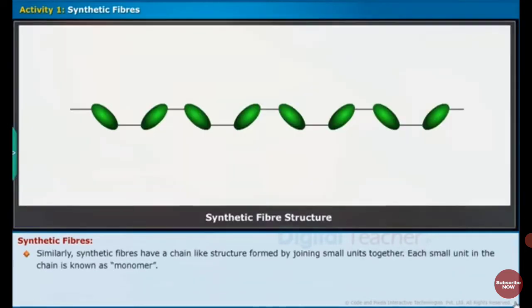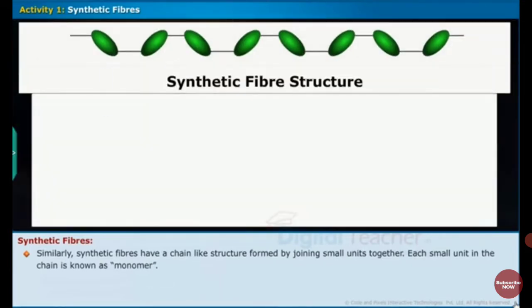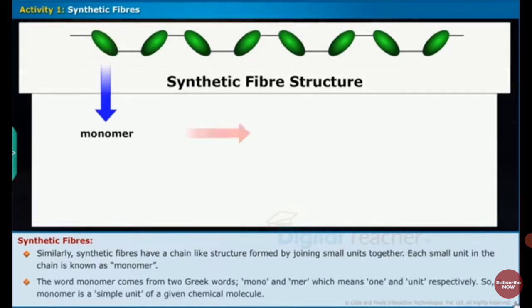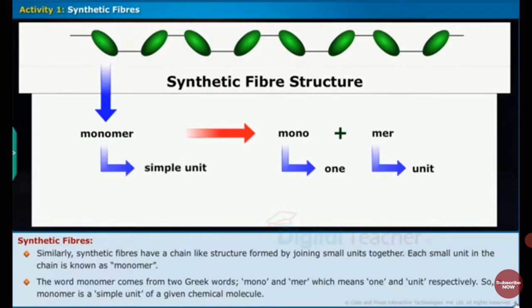Similarly, synthetic fibers have a chain-like structure formed by joining small units together. Each small unit in the chain is known as a monomer. The word monomer comes from two Greek words, mono and mer, which mean one and unit respectively. So, a monomer is a simple unit of a given chemical molecule.